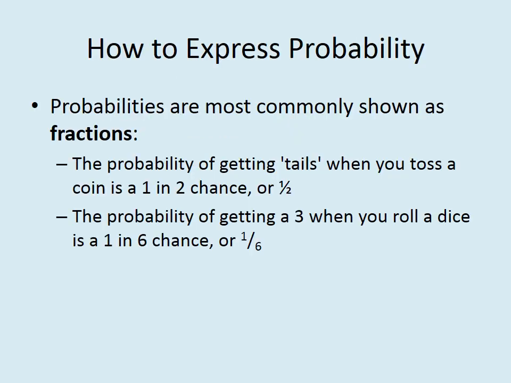How to express probability? Probabilities are most commonly shown as fractions. For example, the probability of getting tails when you toss a coin is a 1 in 2 chance, or we can write it as a fraction, half. The probability of getting a 3 when you roll a dice is a 1 in 6 chance, or we can write it 1 out of 6.